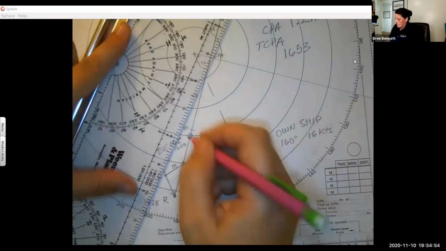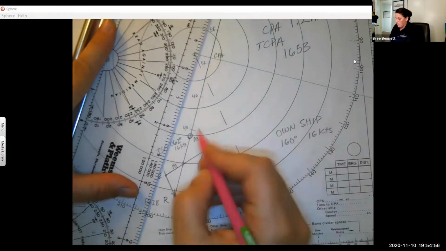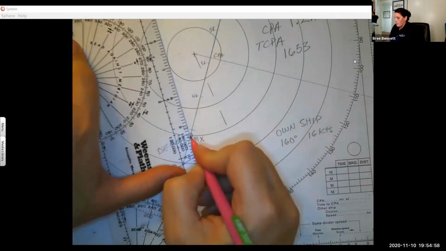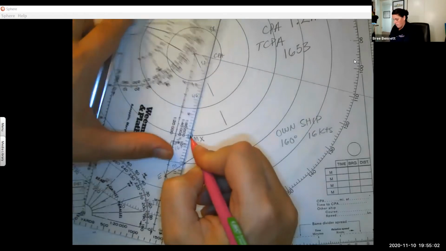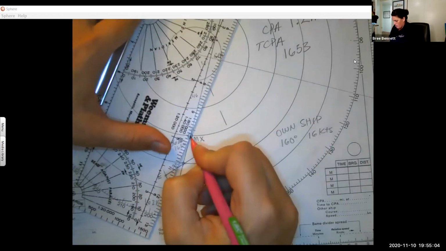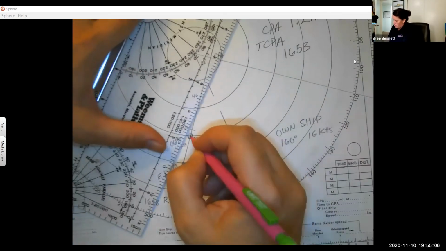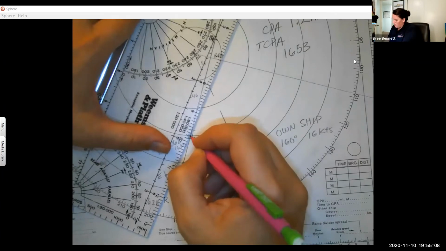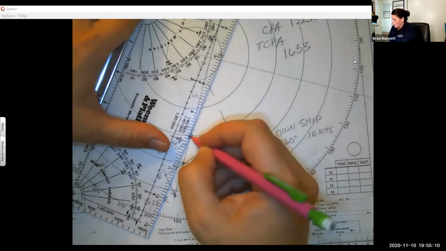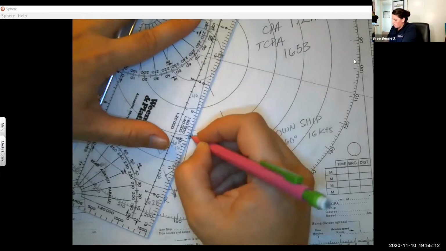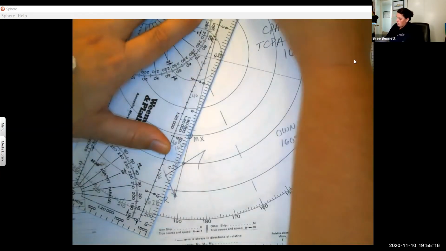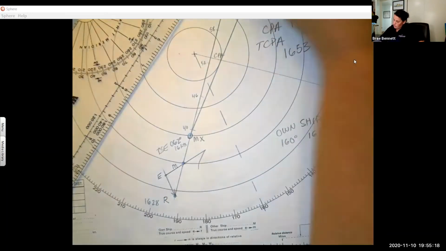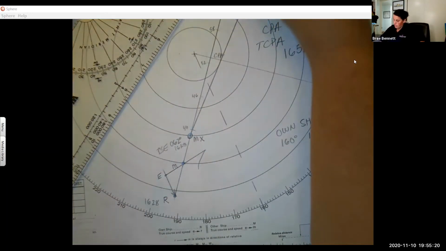So I'm going to bend. I start with my MX. I can either go this way or this way. I'm going to go this way, right? Yeah, I want him to pass ahead of me. Do right there. So this is my new relative motion line.